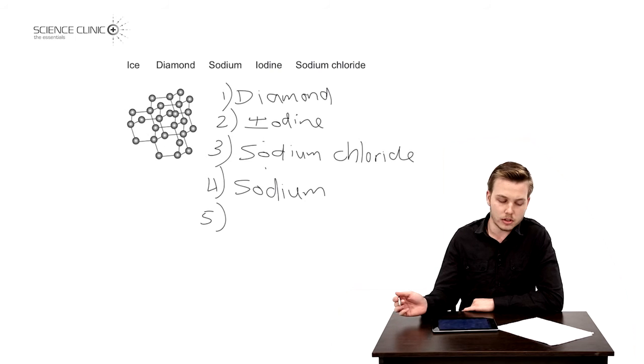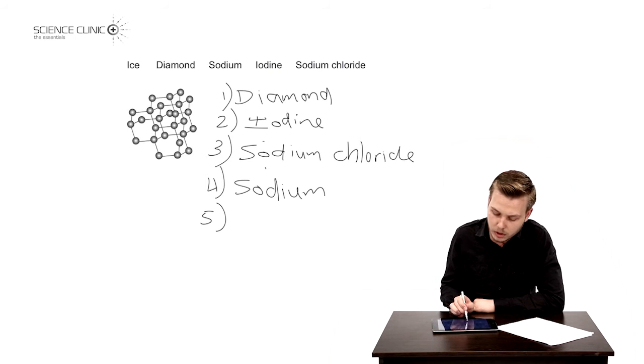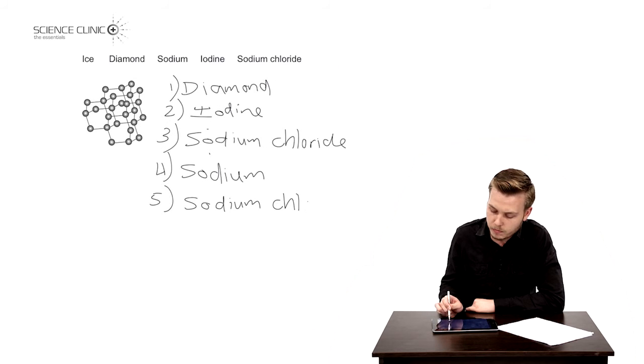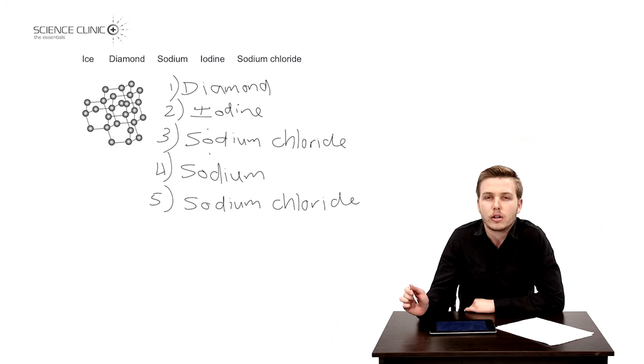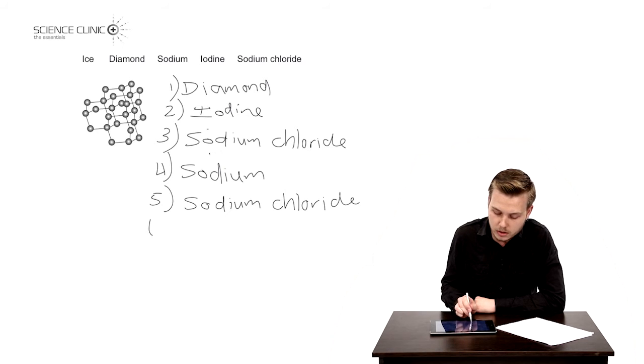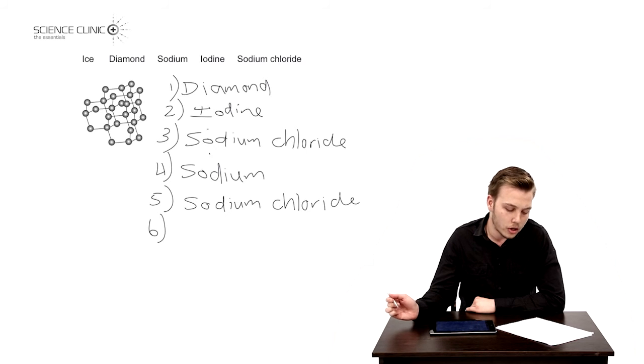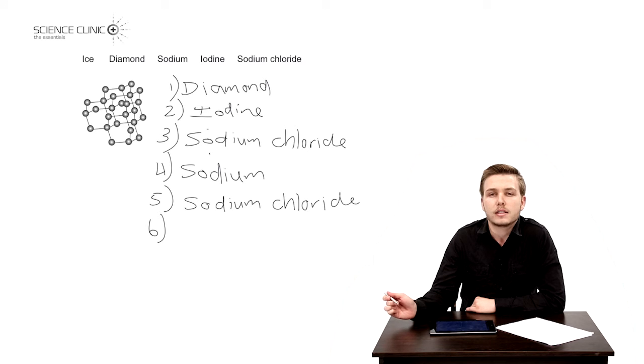Number 5, a network consisting of ions. So a network consisting of ions would be our sodium chloride again. And the reason it's sodium chloride is because all salts or ionic compounds have a crystal network or a lattice structure.